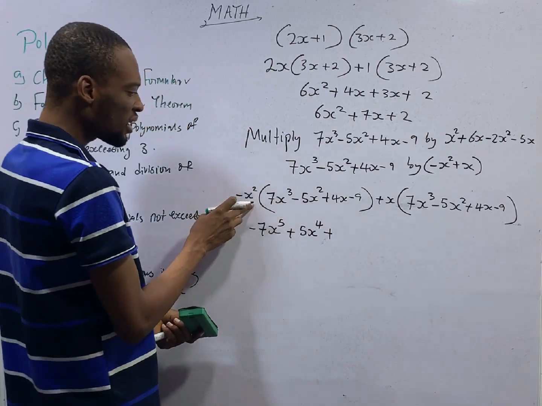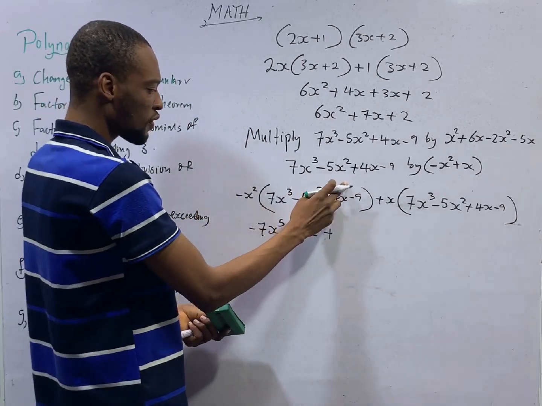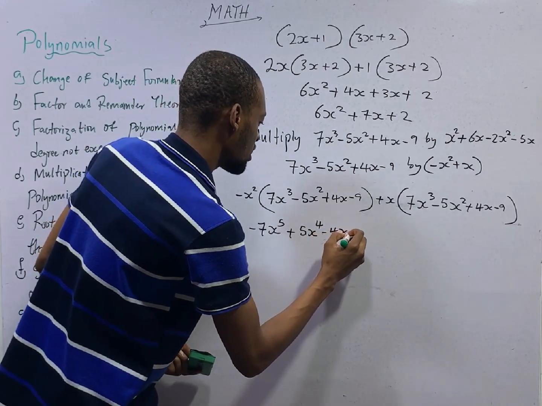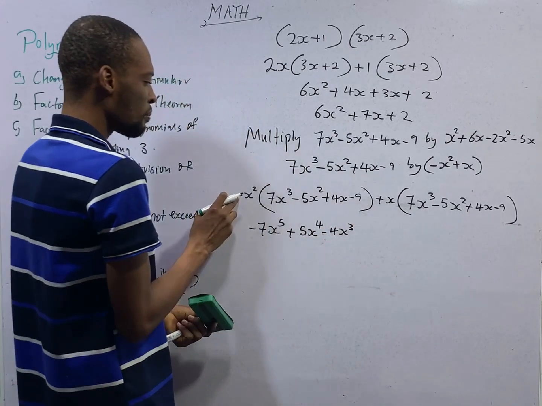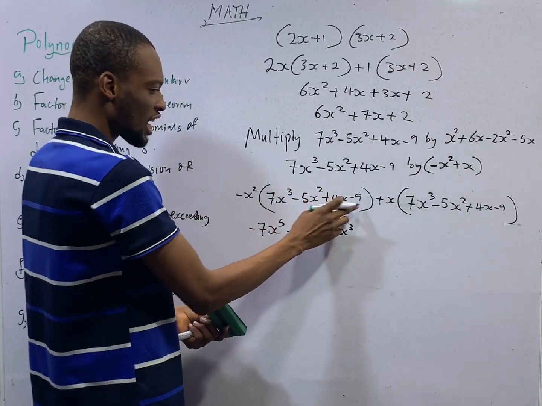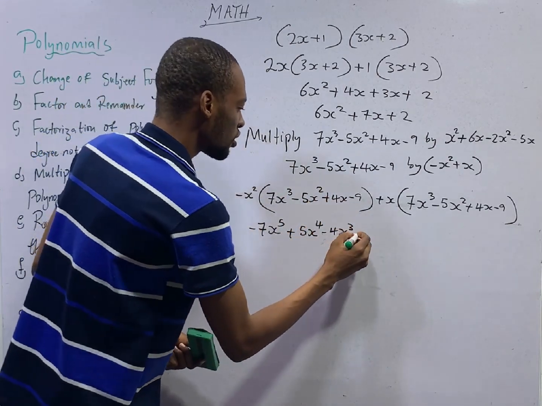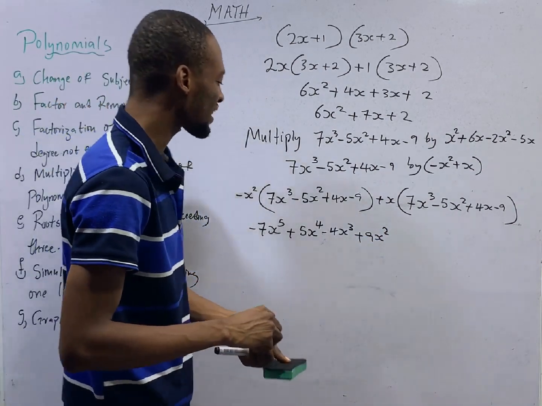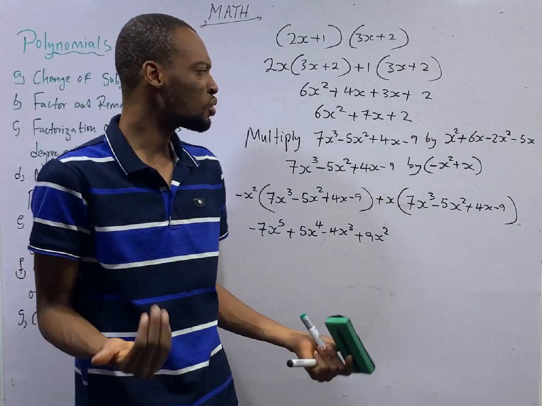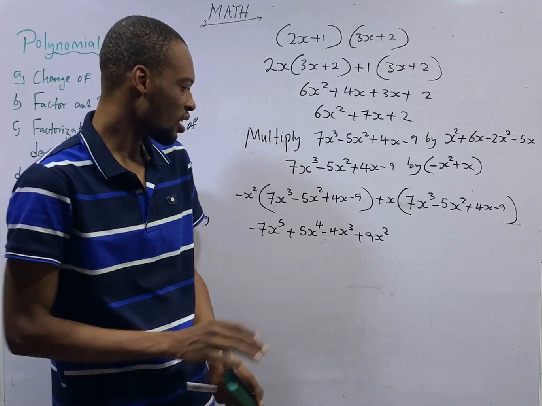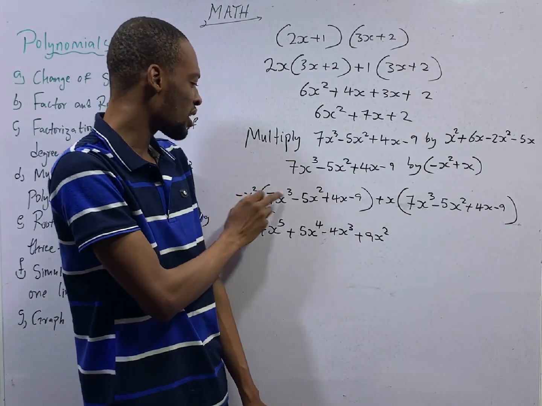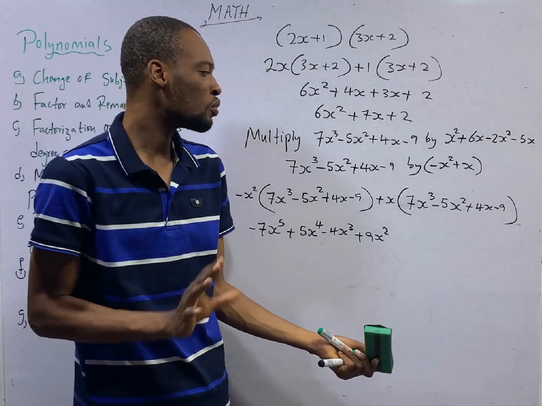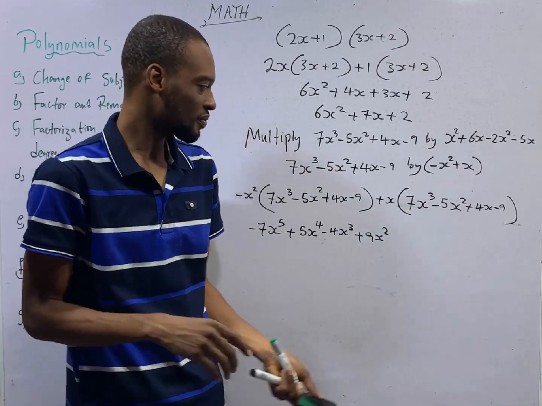plus minus s squared times plus 4s. That will be minus 4s raised to the power of 3, minus s squared times minus 9 to have plus 9s squared. If you are able to follow signs properly, you won't have much issues in mathematics. All this not knowing that minus times minus is plus, or forgetting or not minding, will make a big difference.